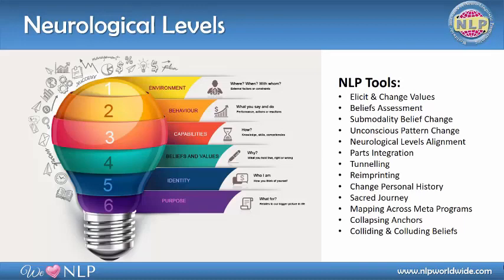So some of the NLP tools that I can utilize to help create new beliefs and values, change them, enhance them, or get rid of old ones that are just not serving us are things like eliciting and changing values, doing a beliefs assessment, a submodality belief change, unconscious pattern change, neurological levels alignment, parts integration, tunneling, re-imprinting, change personal history, a sacred journey, mapping across meta programs, collapsing anchors, and even colliding beliefs. Now, quite a few of those are master practitioner and above processes.